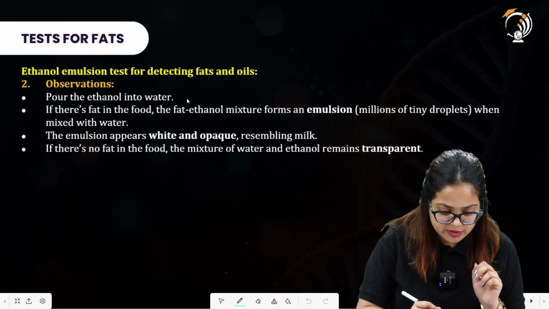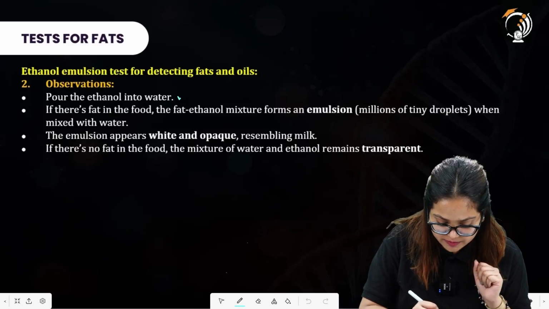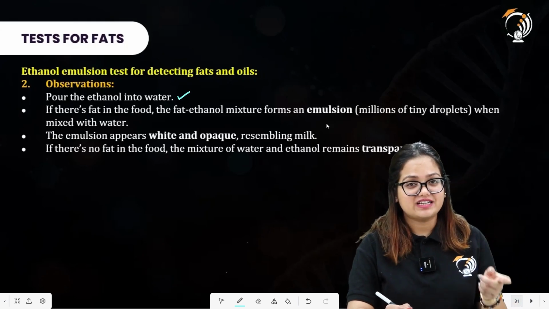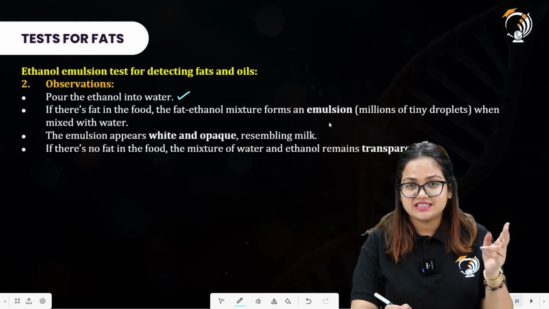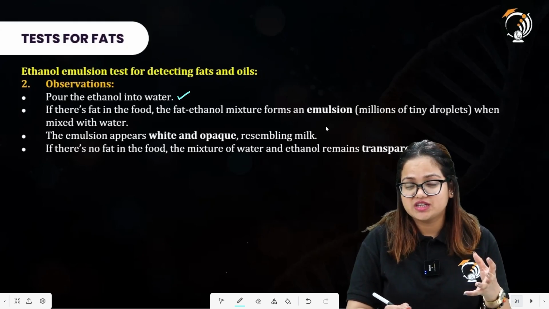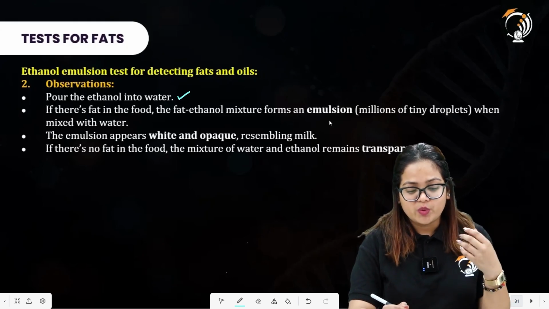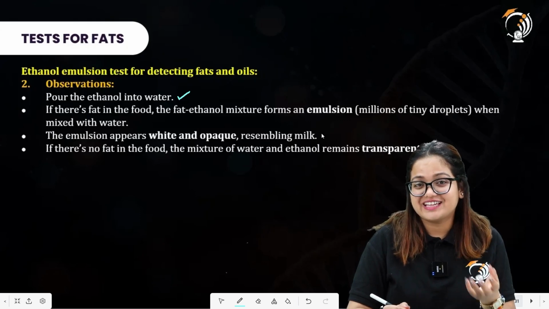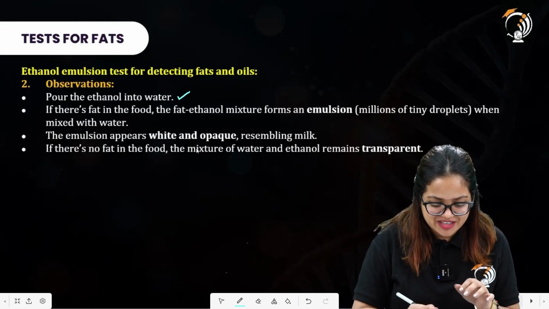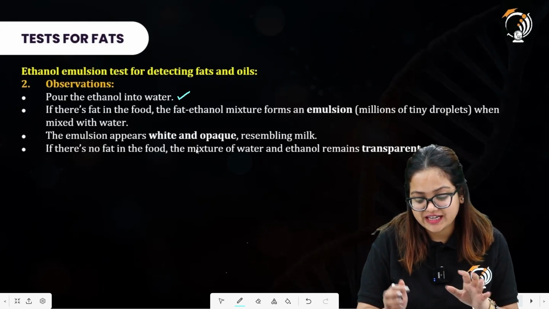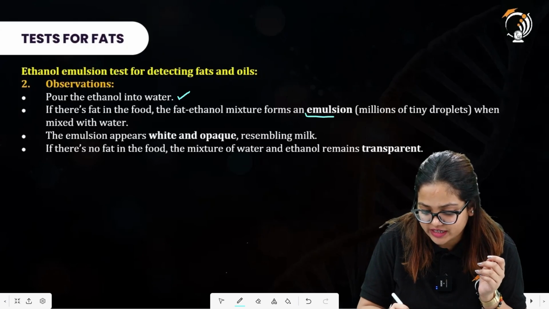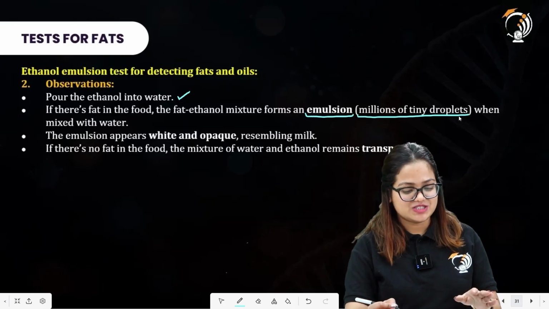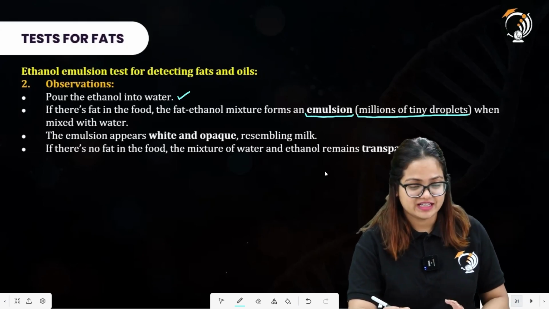The first observation is to pour the ethanol into water. You can recollect that fat and water do not get mixed, since ethanol in which the fat got dissolved is now poured into the water. So what will happen next? You probably have a right guess about that too. We will move further. If there is fat in the food, the fat-ethanol mixture forms an emulsion. And what is an emulsion? That is millions of tiny droplets when mixed with water. So this will test the presence of fat in a food component.